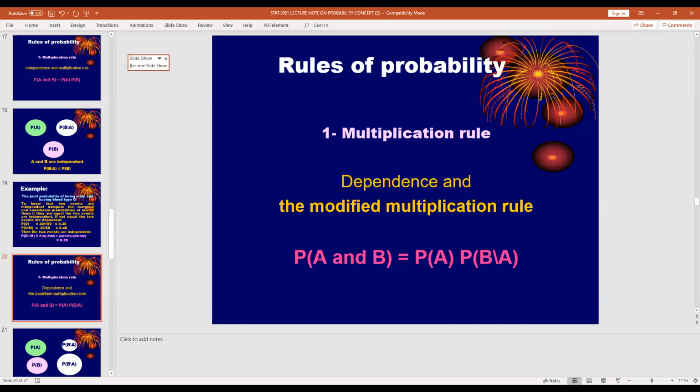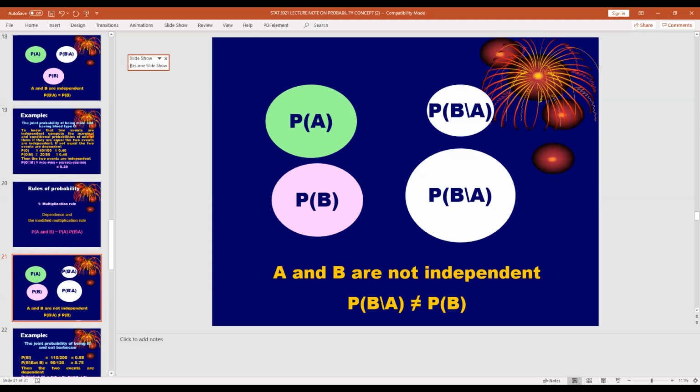Take a look at it. The probability of A and B will be equal to the probability of A, and on this side, the probability of B given that A has already occurred. What I'm trying to give here is a connection between dependence and independence. Now, if the probability of B given A is not the same as the probability of B, then A and B are not independent. Not independent means they depend. Look at the two negatives, not and in. Can you see that now?